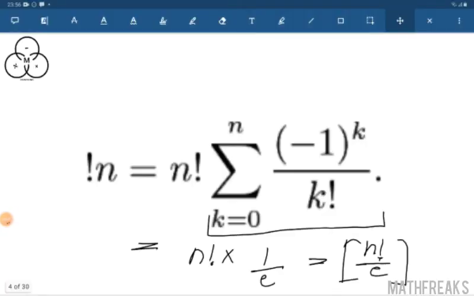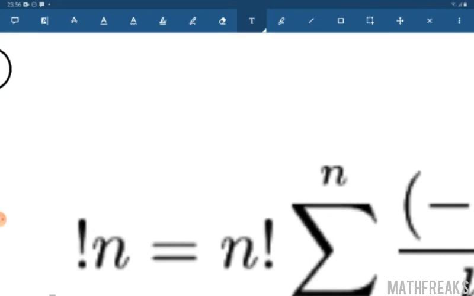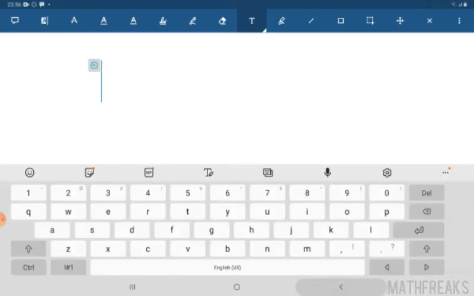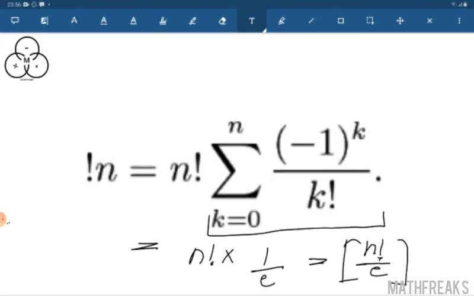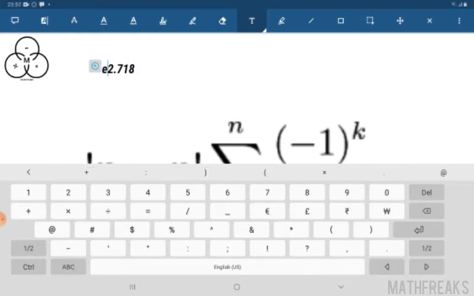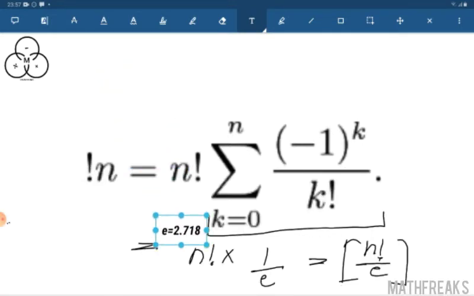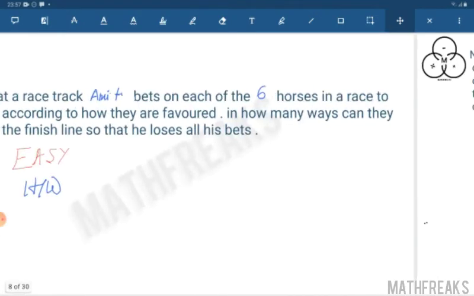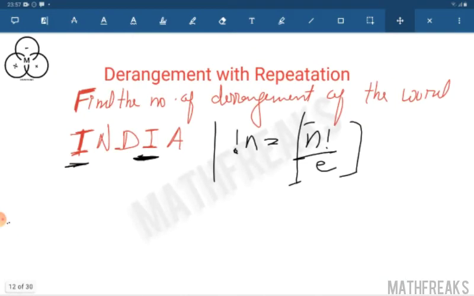The value of the exponential constant e is a very important figure in mathematics. We all know that the number of derangements can be given by this formula also.